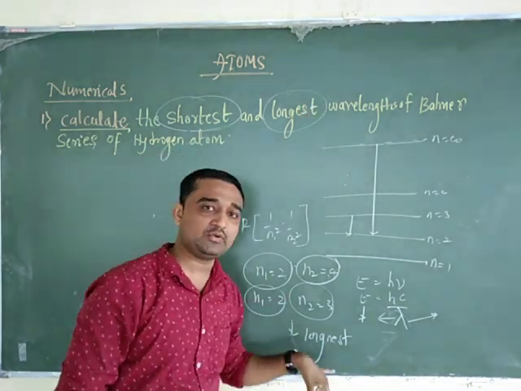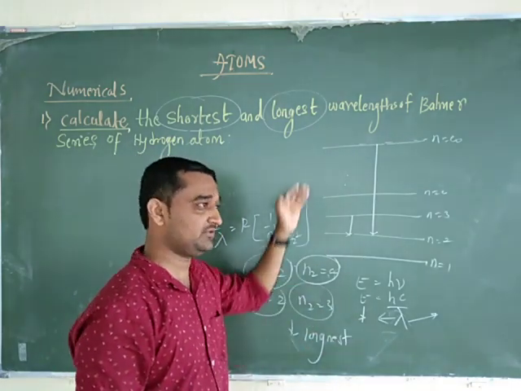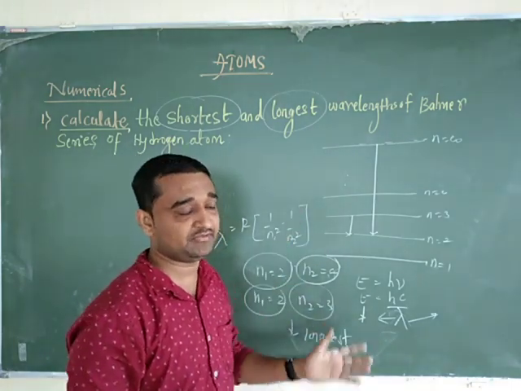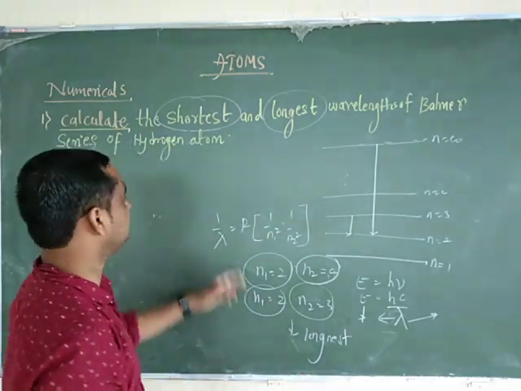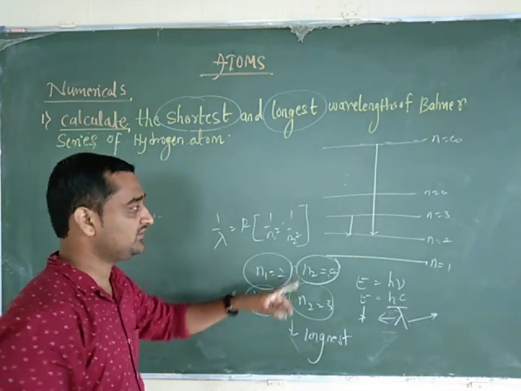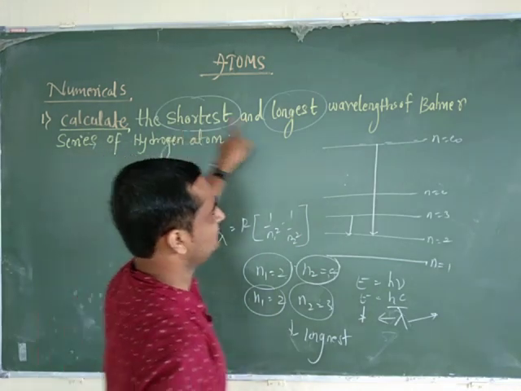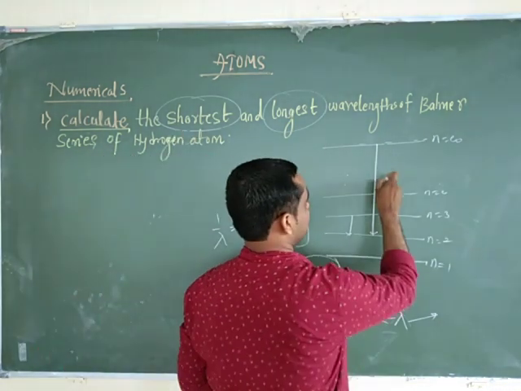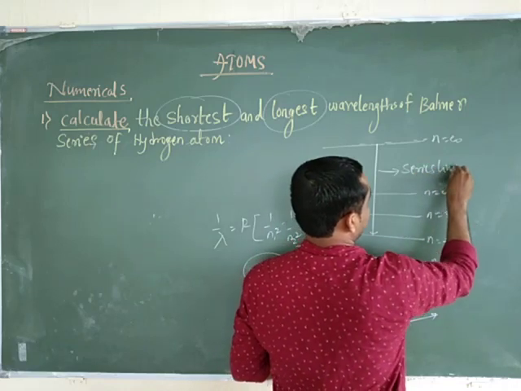So in this way you have to identify the specific n1 and n2 for different transitions and for different series, Lyman, Balmer, Paschen, Brackett and Pfund, and then calculate the wavelengths. I think this is a very simple point; you have to understand this. Shortest wavelength means the last transition, that is also called the series limit.